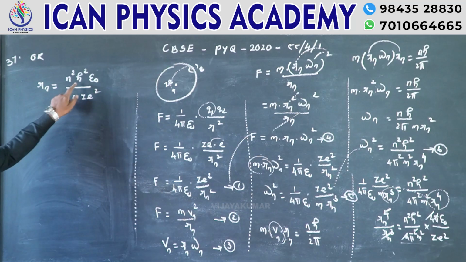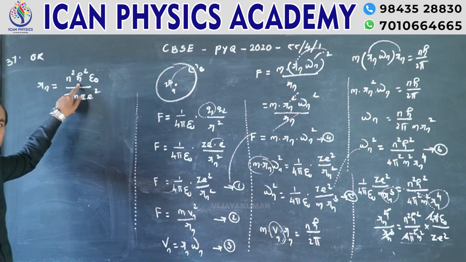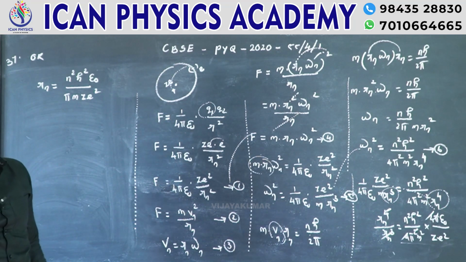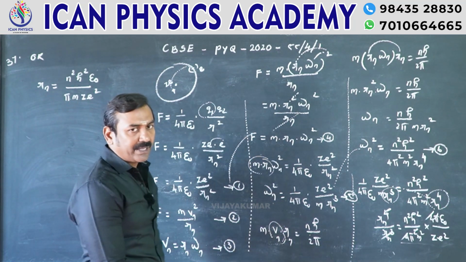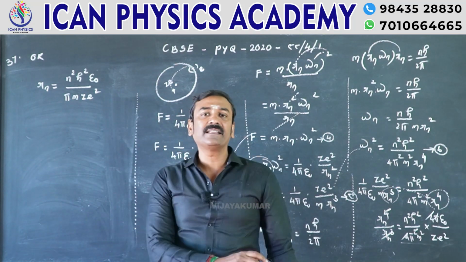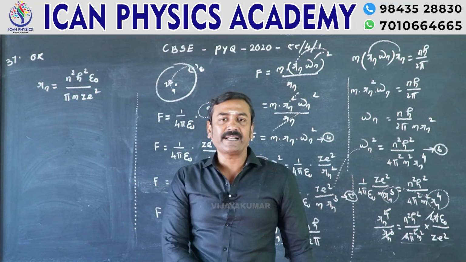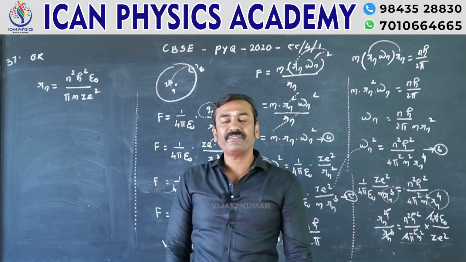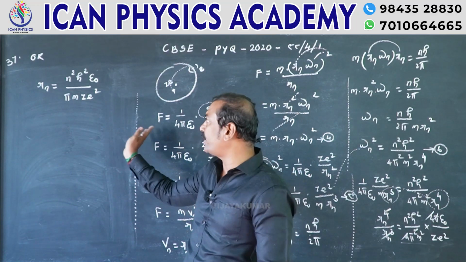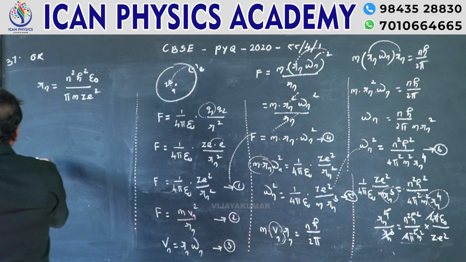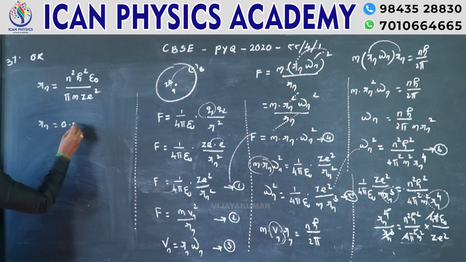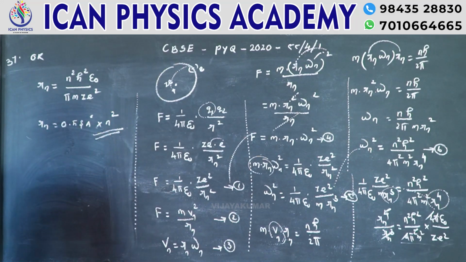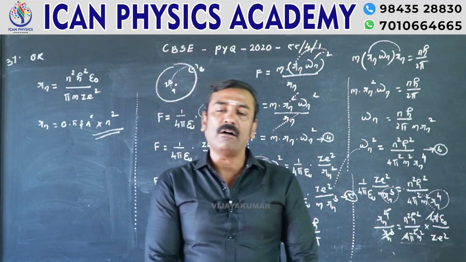So what is h? h is the Planck's constant, 6.626 into 10 to the power minus 34 joule second. Epsilon 0, permittivity of free space, 8.854 into 10 to the power minus 12 coulomb square per Newton per meter square. Pi is 3.14. Mass of electron 9.1 into 10 to the power minus 31 kilogram. e, magnitude of charge of electron, 1.6 into 10 to the power minus 19. So by knowing all the values, finally we can get Rn equal to 0.53 Angstrom into n squared. So this is the expression for radius of nth orbit.